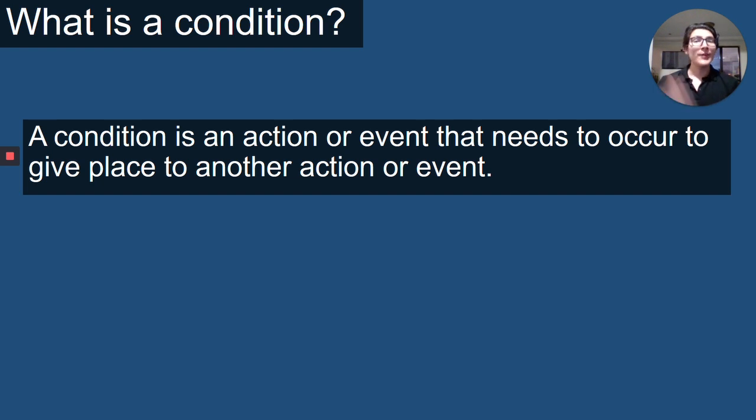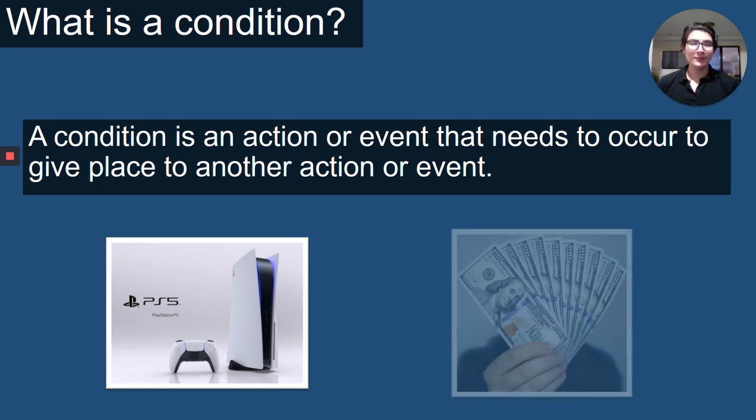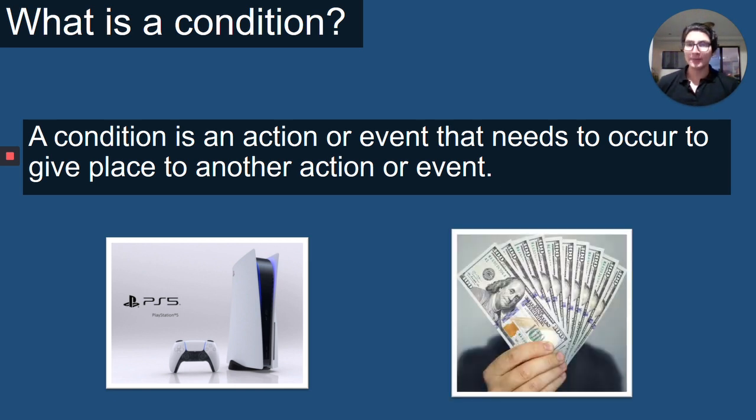Okay, so now let's take a look at one example. The first, a PlayStation 5 and money. So if I want to have a PlayStation 5, I need to save a lot of money. So the condition here is that I need the money to get the PlayStation 5. So that is a condition.